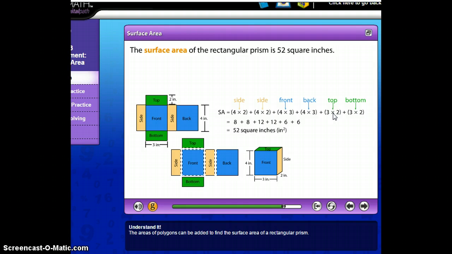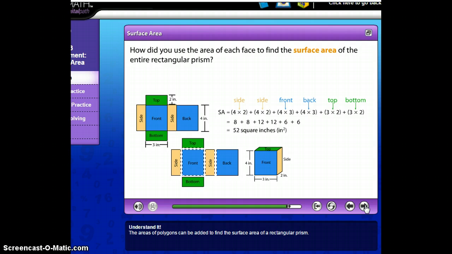4 times 3 is 12, and there's 2 of them, so that would be 24. And 3 times 2 is 6, times 2 is 12. Either way, you're going to get the same answer. It just saves you a little bit of steps.